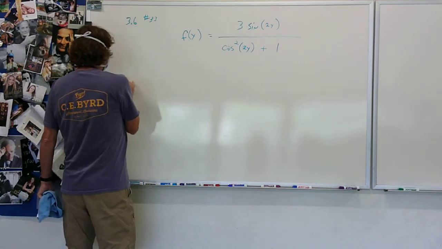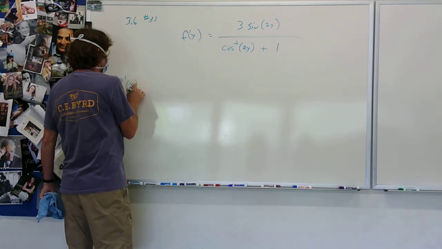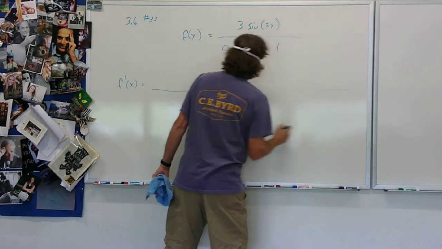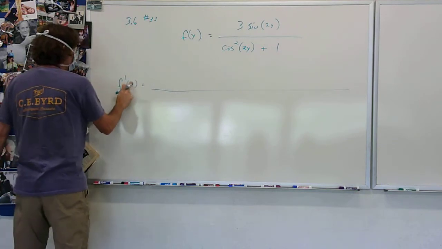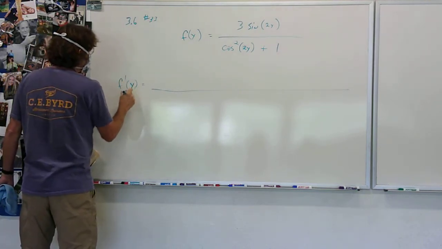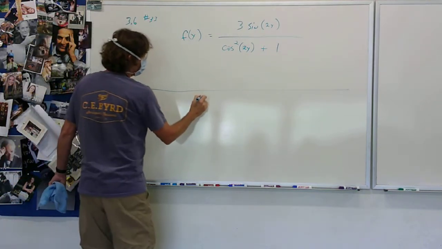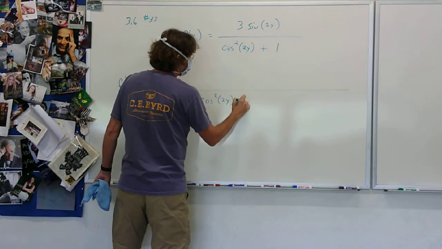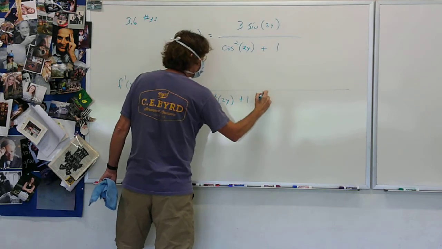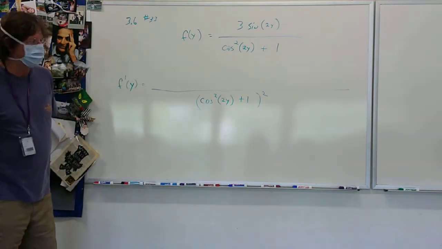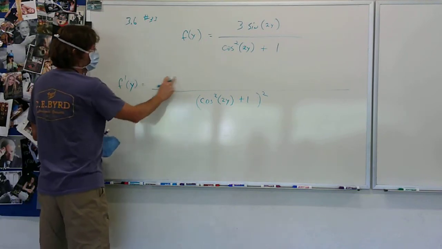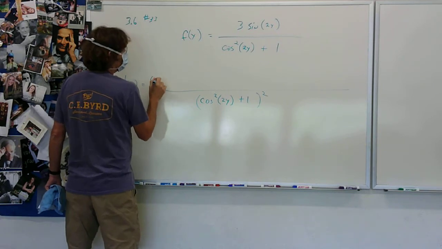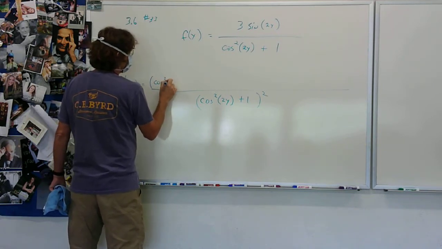Draw me a long fraction bar. F prime of x equals F prime of y. All right, write down the denominator and put a square above the whole thing. Is that all right? And then what am I going to put right here? The denominator, right? Put in parentheses, write down the whole denominator.